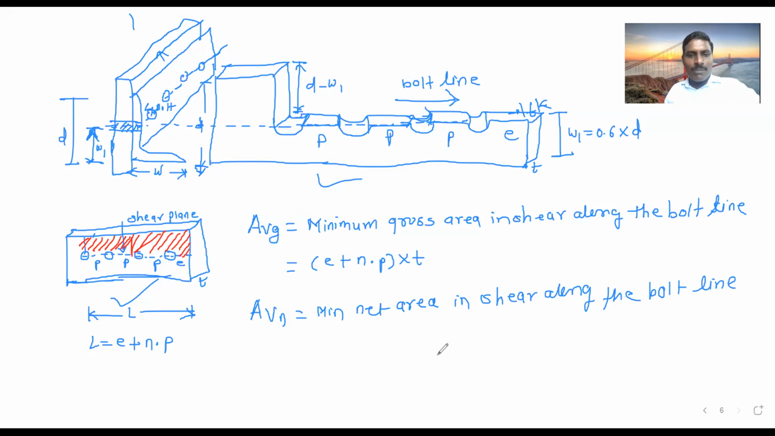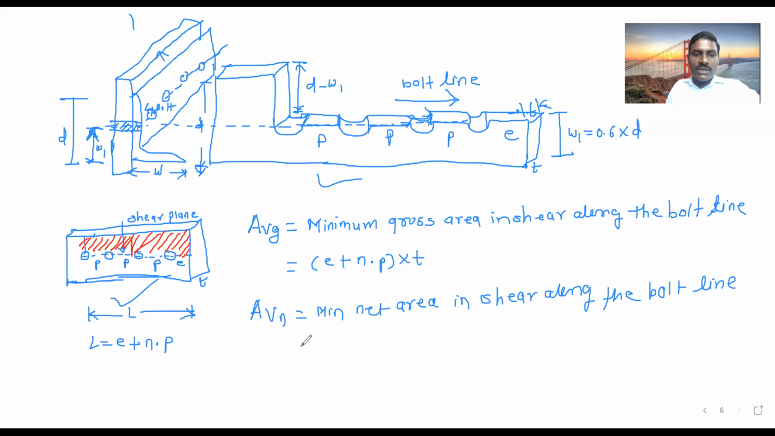नेट एरिया मध्ये काय करतो आपण? What we are doing in net area? Neglecting holes. It means deducting bolt holes. We are deducting the bolt holes. Now you can see here, shear plane कुठून कुठपर्यंत आहे? Bolt line च्या center पासून. This is the shear area. Whatever I have highlighted is the shear area, which we have calculated as L into T. That area is the shear area.